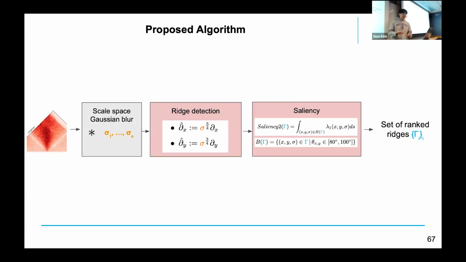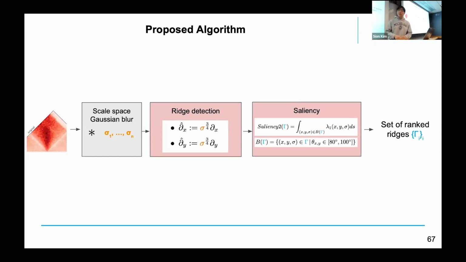So as a summary, we've built everything up. We have the input image, we have the scale space Gaussian blur, then we have the ridge detection, and we have the saliency, which we did for the angle to be between 80 and 100 degrees. And then we have finally a set of ranks.